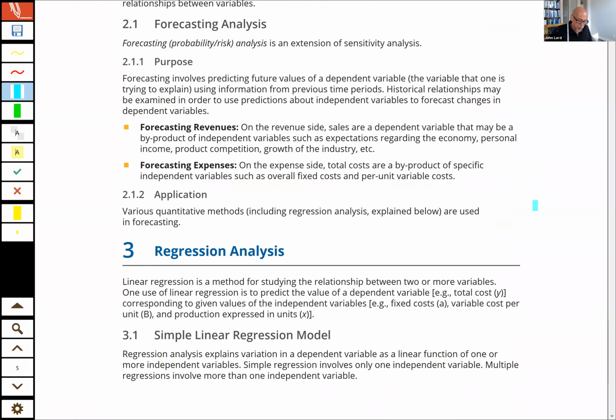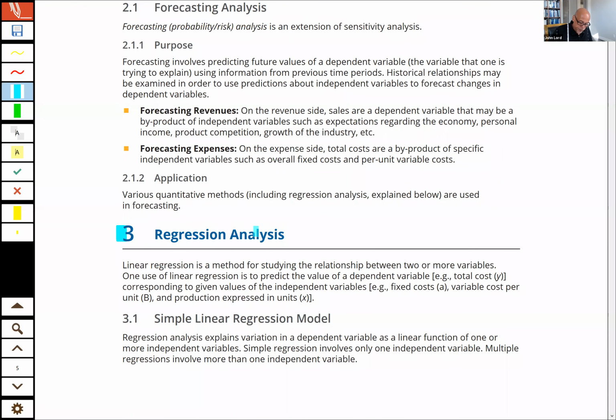Okay. Now, one that has been around for a while and is commonly used is regression analysis. Okay, and what regression analysis says is this: you look at a dependent variable, okay, say total cost.